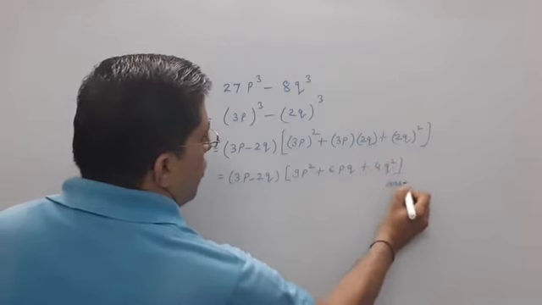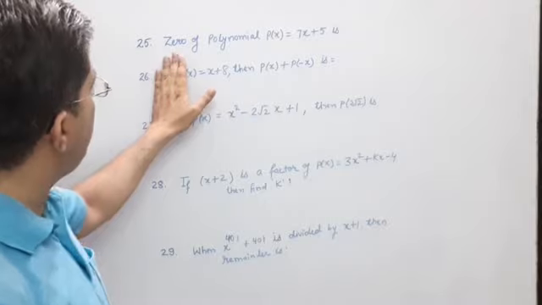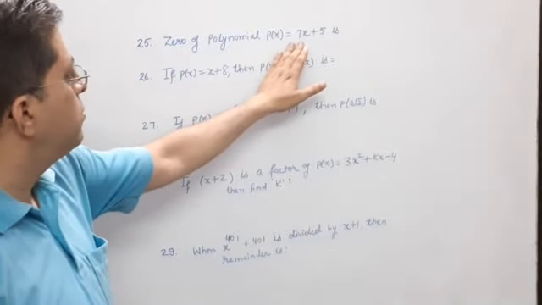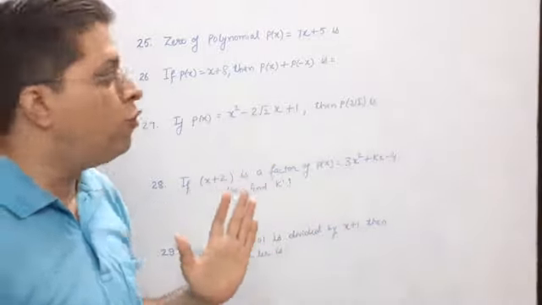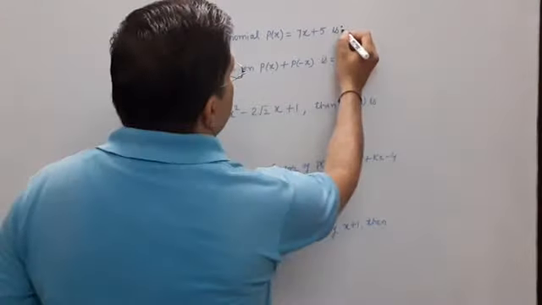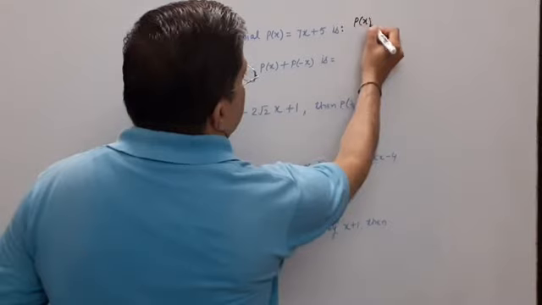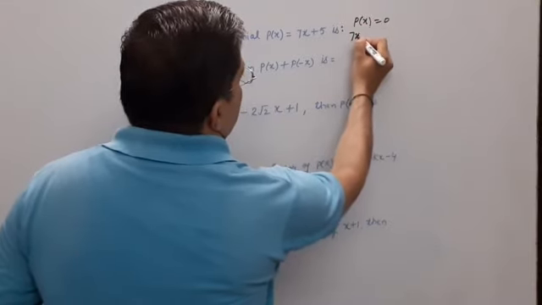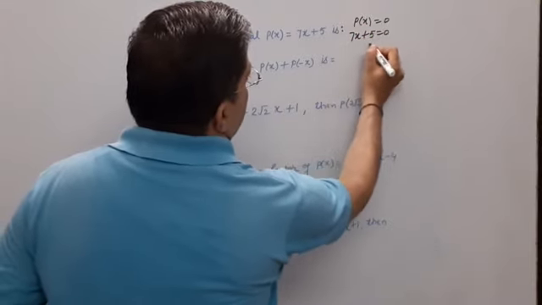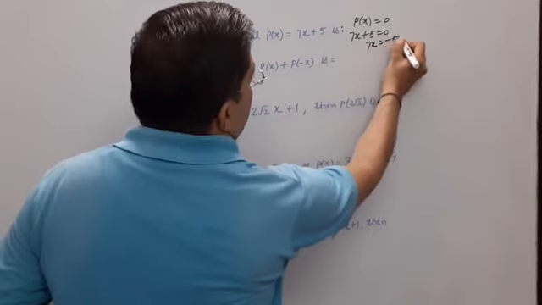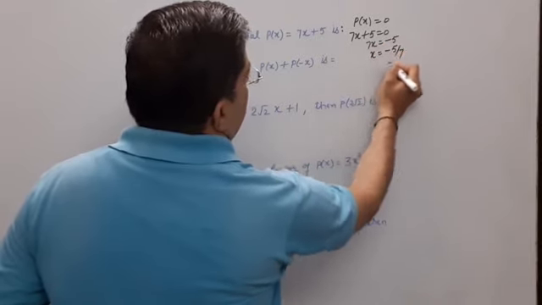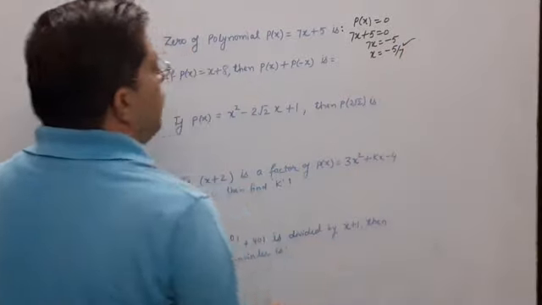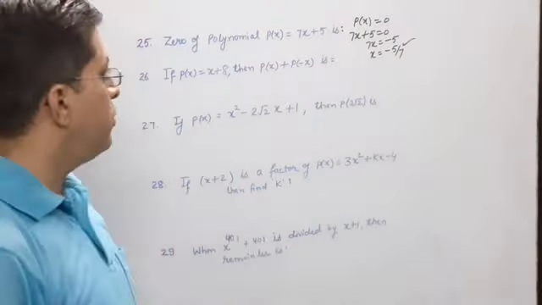This is your fifth question. Zero of polynomial p(x) equal to 7x plus 5. It means you have to find the zero of the polynomial. How to get this? It means p(x) is equal to 0. 7x plus 5 is equal to 0. 7x is equal to minus 5. What will be x? Minus 5 upon 7. This is your answer. Now the next one.